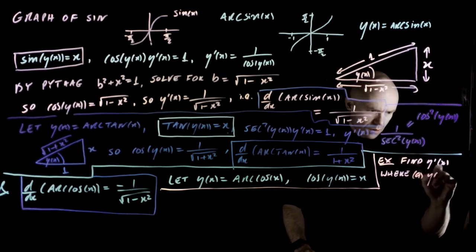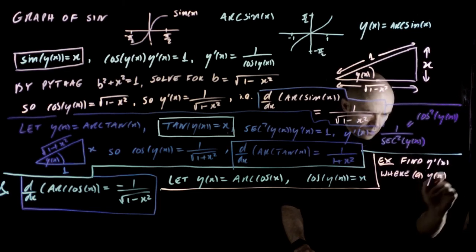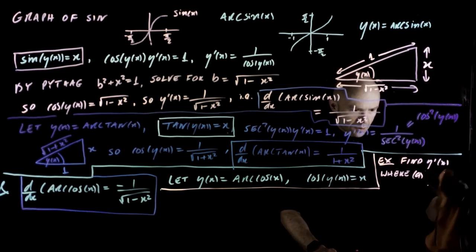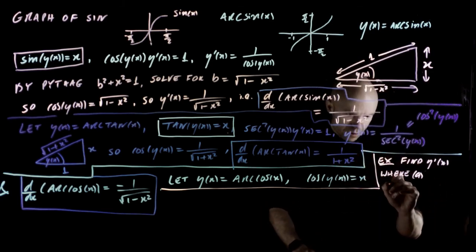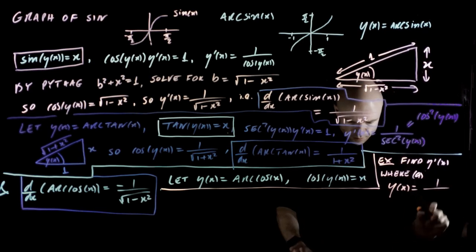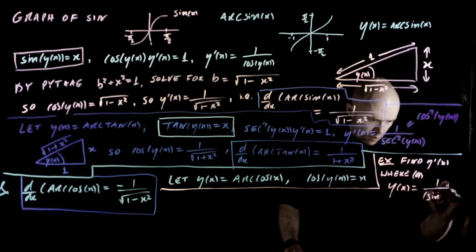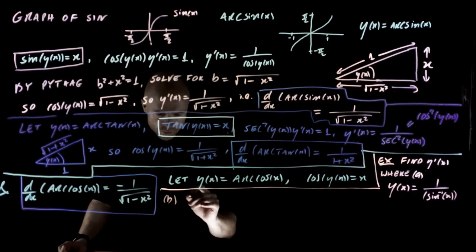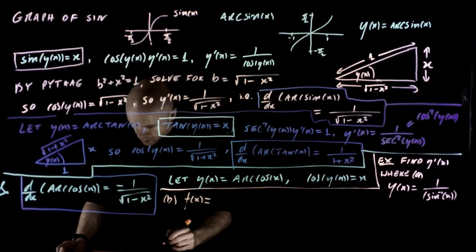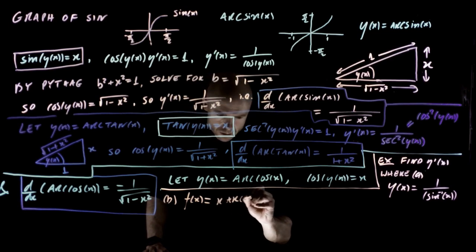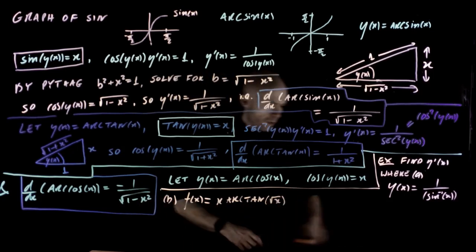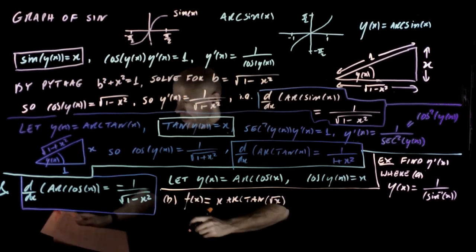Where y of x is down here. Okay, let's be more efficient. A: y of x equals 1 over sine to the minus 1. This means arc sine, okay? And the second case is b, where f of x is equal to x arctan of square root of x. Okay. Let's just do them.